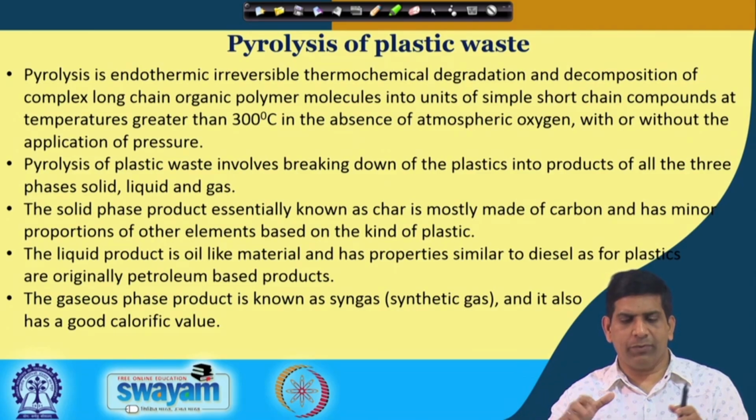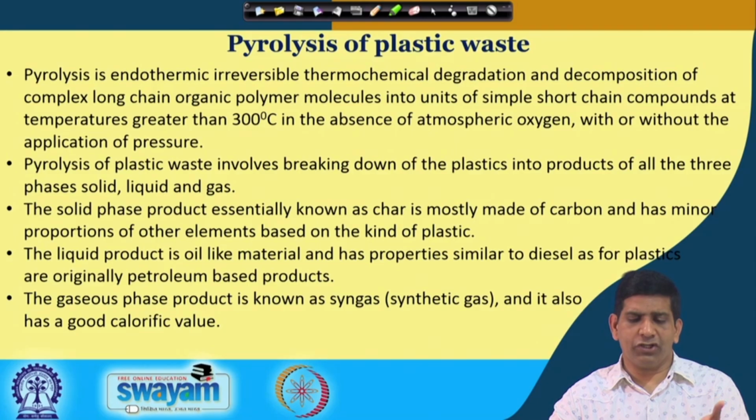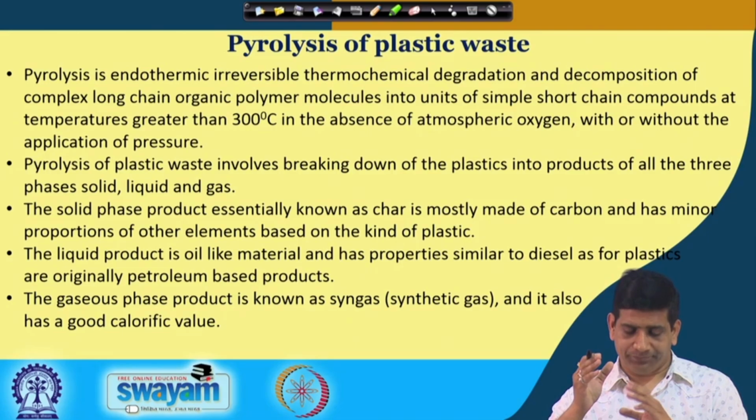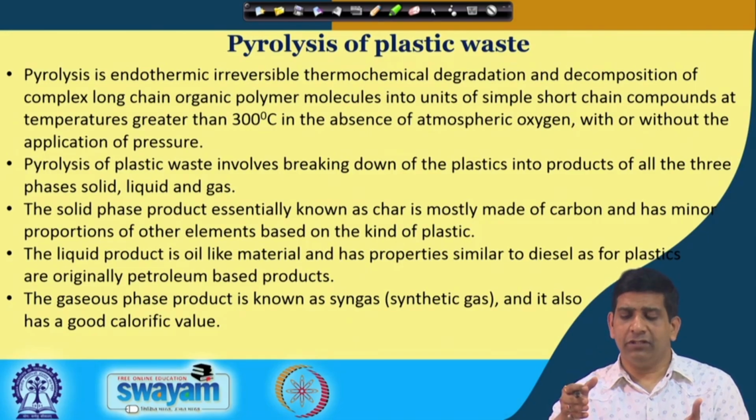So that's what typically happens in a pyrolysis. You are taking longer chain polymer molecules and converting them into units of simple chain compounds at temperature greater than 300, in the absence of atmospheric oxygen, either in presence or in absence of pressure. So in plastic waste pyrolysis, what it involves is breaking down of plastic into products of all three phases. You have a solid product, liquid product, and gaseous product. Solid product is known as char.